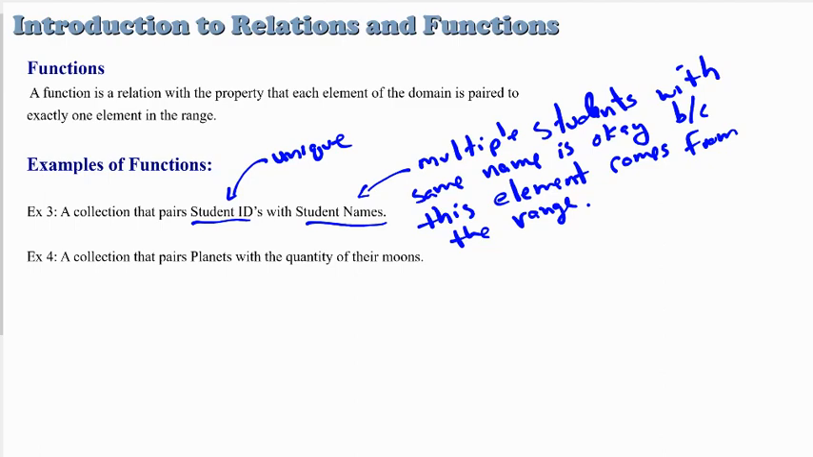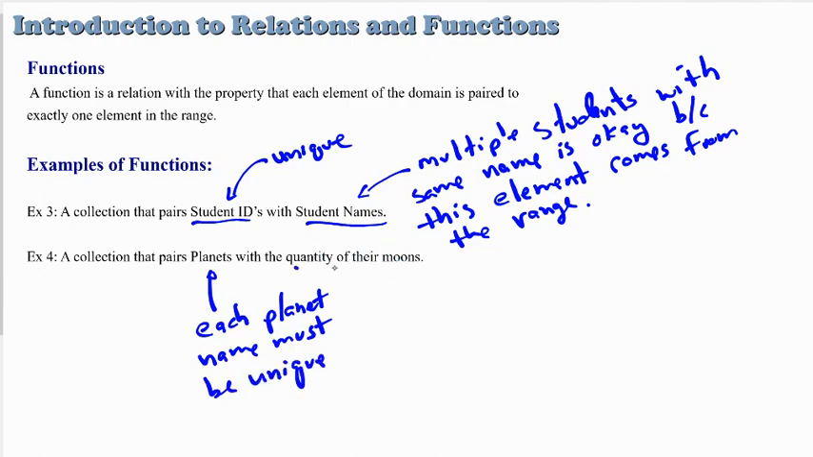Example 4 says a collection that pairs planets with the quantity of their moons. Each planet name must be unique. The quantity of their moons could be repeated for different planets. That's okay because this is from the range, and we're allowed to reuse values from the range. So examples 3 and 4 are examples of functions.